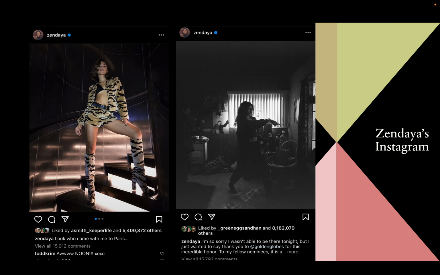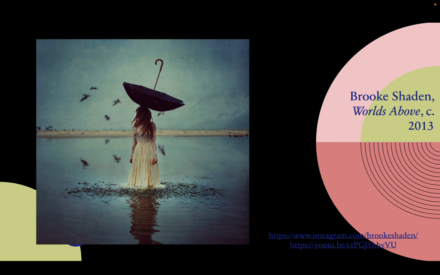Some of these photos are probably taken with fine art in mind. They're using things like composition, or they have a professional photographer taking images for them. But a lot of them aren't. A lot of them are just documenting their day and posting them. We do have some exceptions to that.